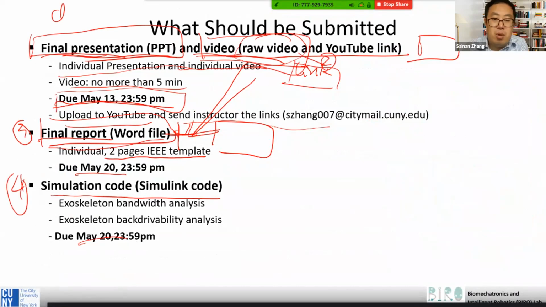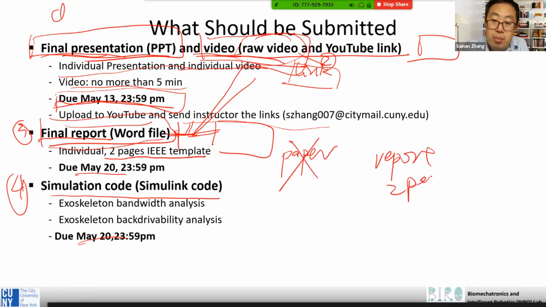You just need to write some documentation, and don't just copy paste from the papers, but feel free to rephrase something you read from a paper. I'm not asking you to write a paper. So this is not a paper. I'm just asking you to write a report, a 2-page report, and show what you learned through this course.